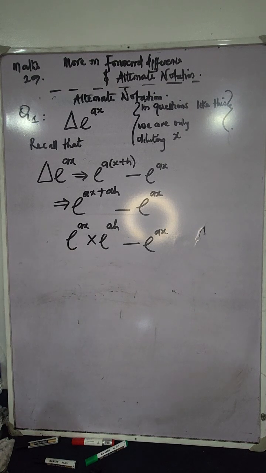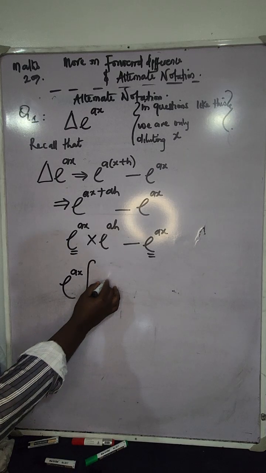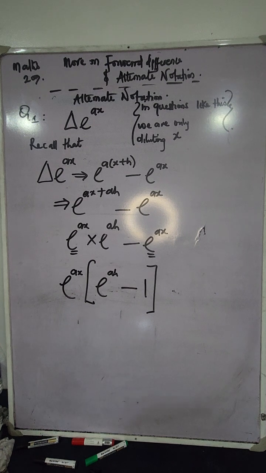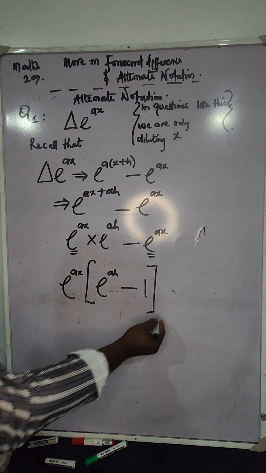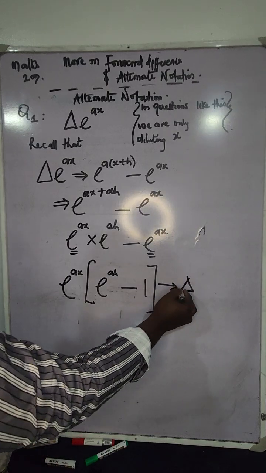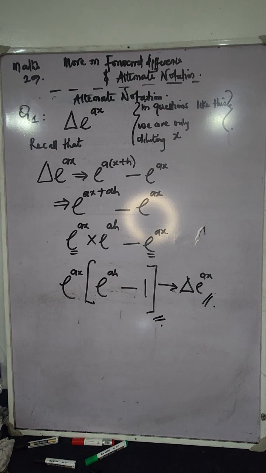And so from here, what is common to both sides? E to the power of ax is common to both sides, and so we write e to the power of ax into the bracket of e to the power of ah minus 1. Did you see that? So our answer is this. This loosely translates to the forward difference of e to the power of ax. Is that clear? Now that we have a basic knowledge of alternate notation, it is wise for us to dig deeper and ask ourselves more important questions.